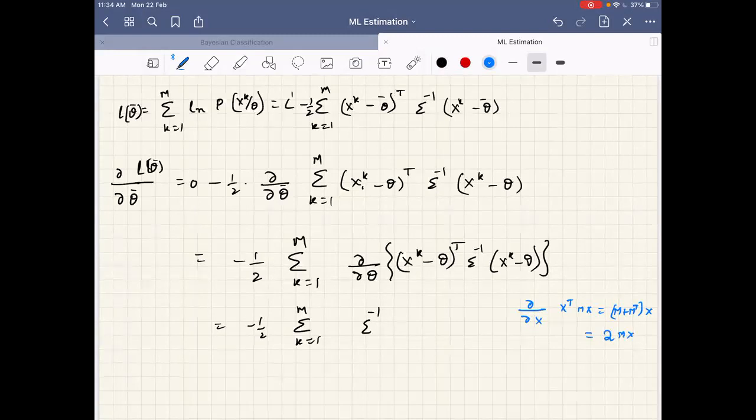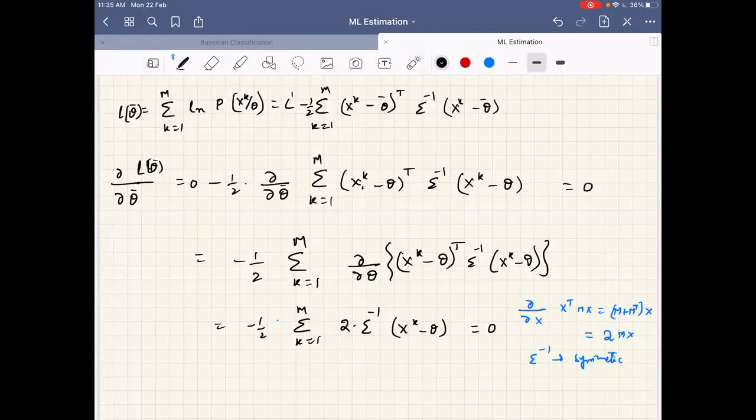So here, is the sigma inverse symmetric or not? Yes, sigma inverse is symmetric. Okay, so we can use the second relation. That is one aspect. So 2 times sigma inverse into xk minus theta, I am writing, is equal to 0. Is this correct, whatever I have written?